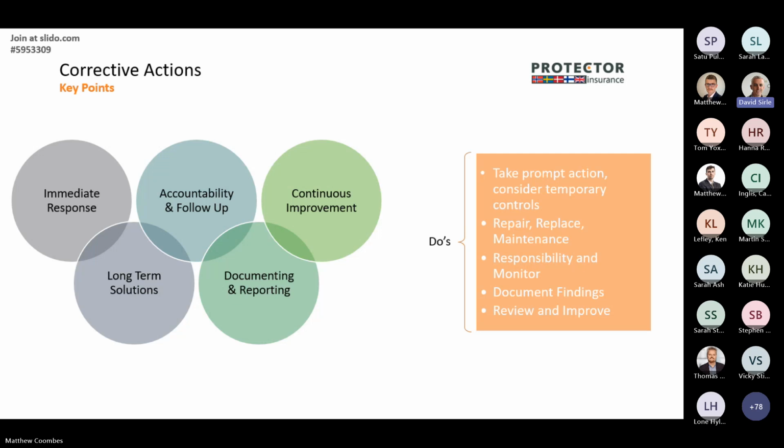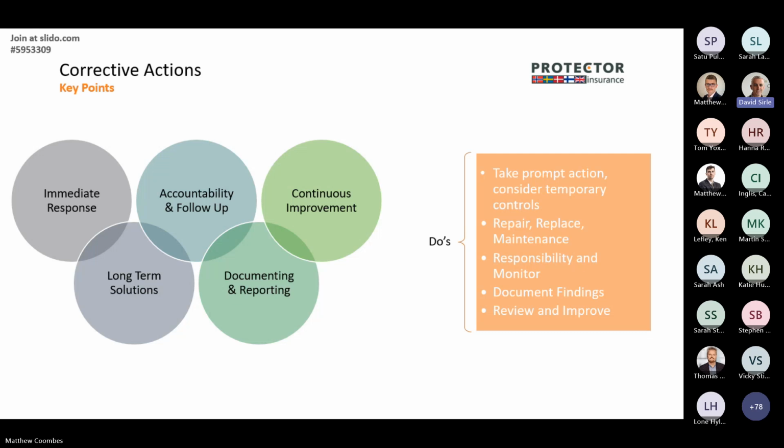With regards to documenting and reporting, make sure all corrective actions are documented, and this includes reporting what the defect was, what corrective action was taken, and the date that action was closed out. This documentation can be important for insurance purposes if a claim is raised.